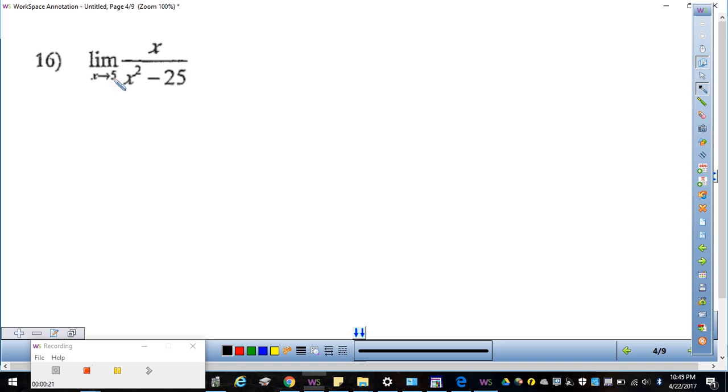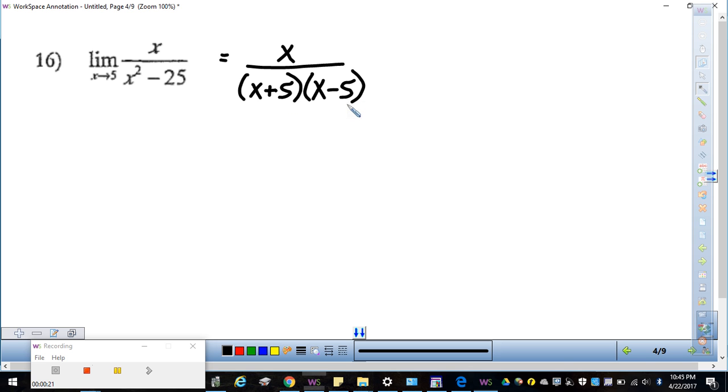Okay, looking at number 16, limit as x approaches 5. If we plug 5 in for x, we get 5 over 0, which is no good, so we're going to attempt to factor and cancel. However, when we factor, we see there's nothing that can be canceled. So that means that our answer will either be positive infinity, negative infinity, or does not exist. We need to figure out the limit coming from the right-hand side and the limit coming from the left-hand side. So we're going to make a chart. The limit coming from the left, we could think about plugging in the x value of 4.99.